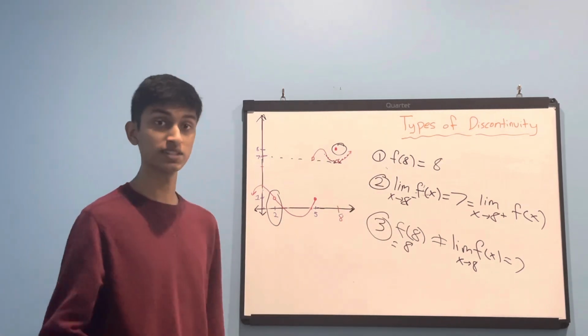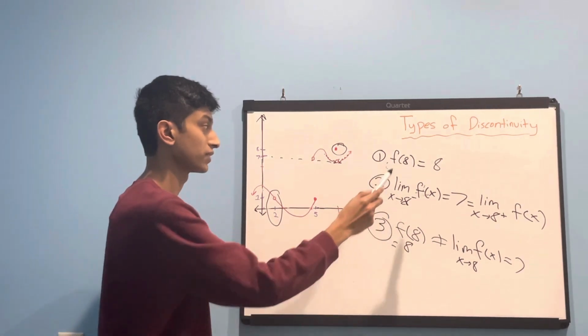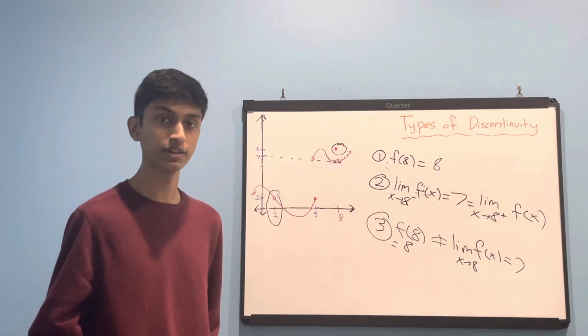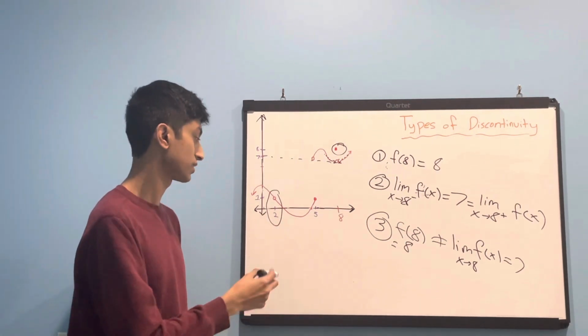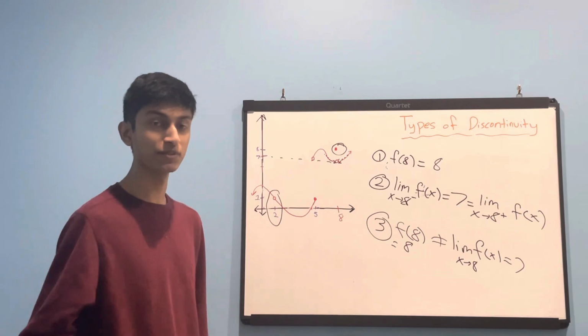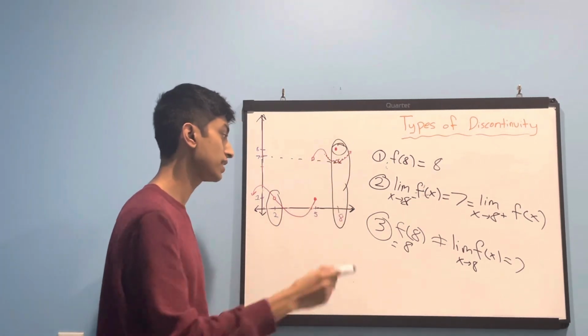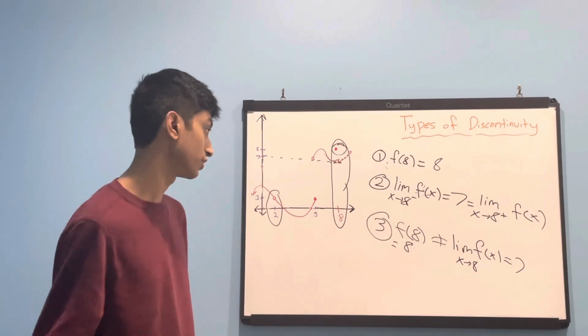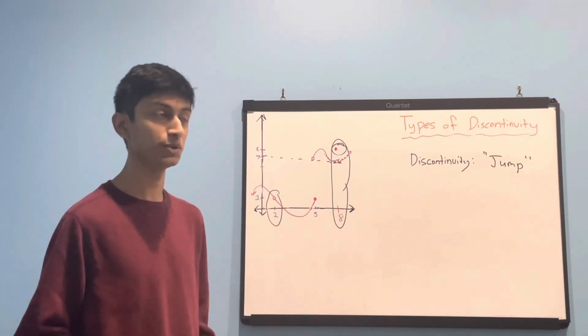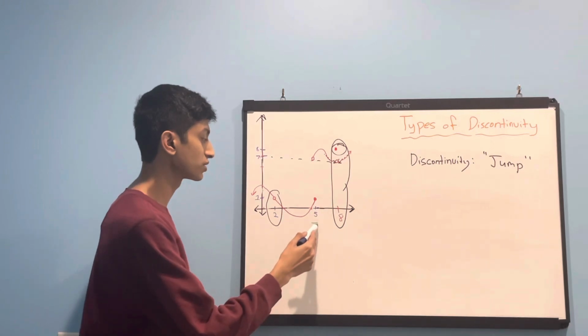So since it fails the first step of proving if it's continuous, you can just stop right there and it's discontinuous at x equals 2. And the type of discontinuity at x equals 2 and the type of discontinuity at x equals 8 is a hole discontinuity. Now another type of discontinuity in this example is at x equals 5.